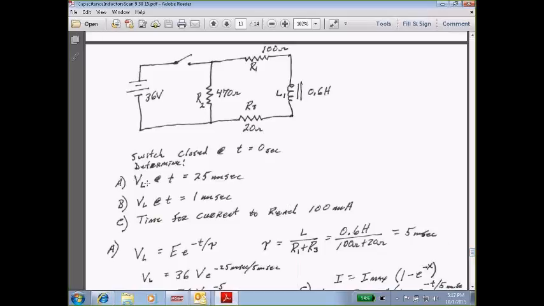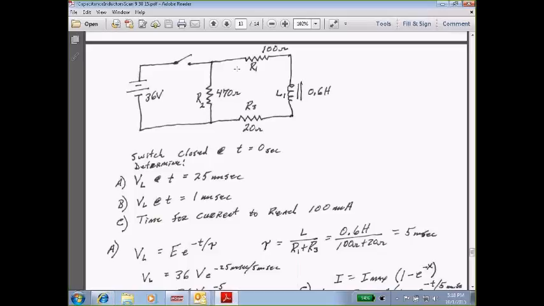We want to know what VL, the voltage across the inductor, is going to be at time equal to 25 milliseconds. I want to know the voltage across the inductor at time equal to 1 millisecond. And the time for the current to reach 100 milliamps. Well, my equation for voltage for the inductor is E times e raised to the minus t over tau. E is your applied voltage. Remember, tau is equal to the inductance divided by the total resistance.